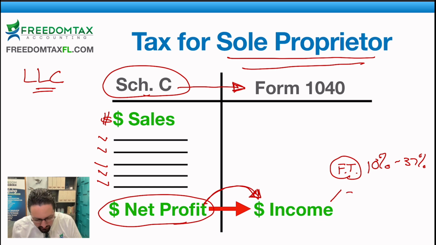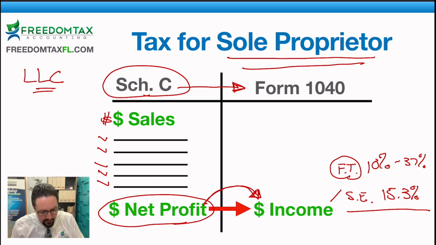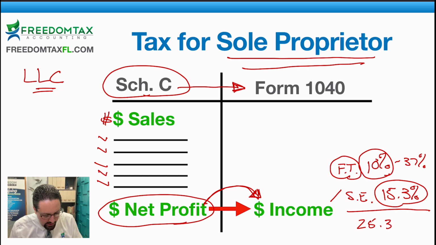Okay? Now, so you know you're going to pay federal tax on the net profit of your Schedule C, but you're also going to pay self-employment tax, which is 15.3%, most of which is Social Security tax. Okay, so minimum you're going to pay the 10% federal tax, and you're going to pay 15.3% self-employment tax. So minimum you're paying 25.3% in taxes. Okay, that's the way sole proprietors or single member LLCs, those are the taxes that you pay.